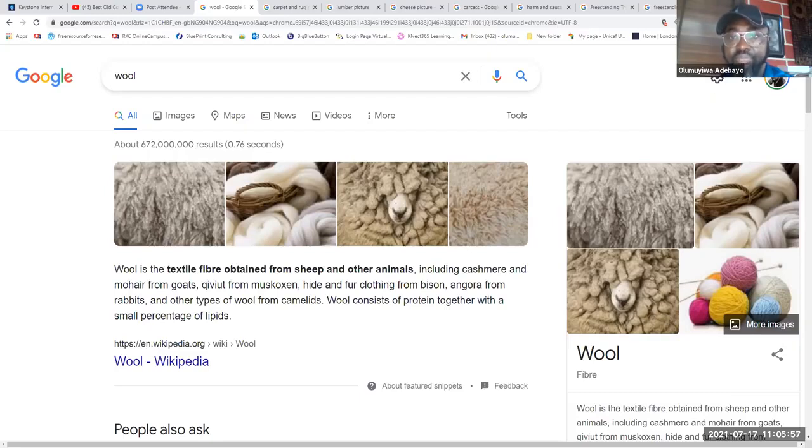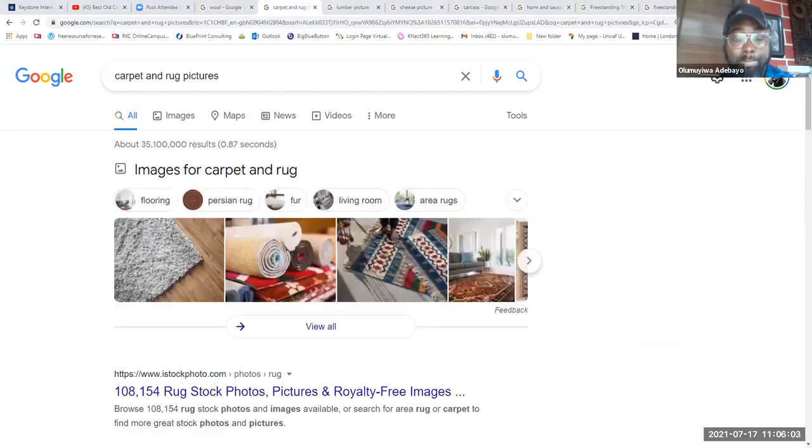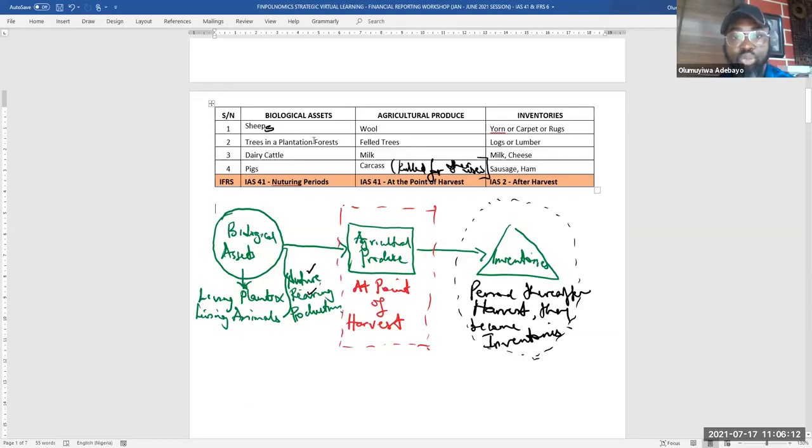Now, if you come back, let's look at trees. When you go to the forest, you have a lot of trees. And once you fell the tree on the ground, it becomes agricultural produce. At the time you prepare it to be a log, timber, which is now available for use for furniture and for other infrastructural purposes, or even for production of paper, tissues, and so on, at that point, it becomes inventory.